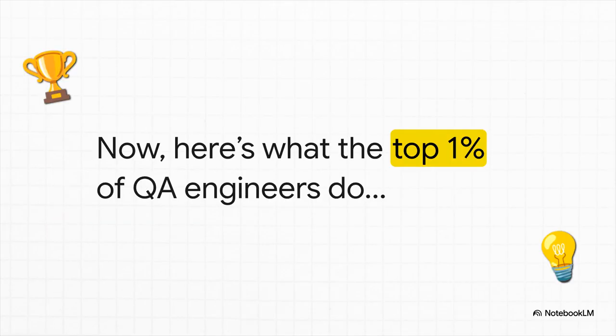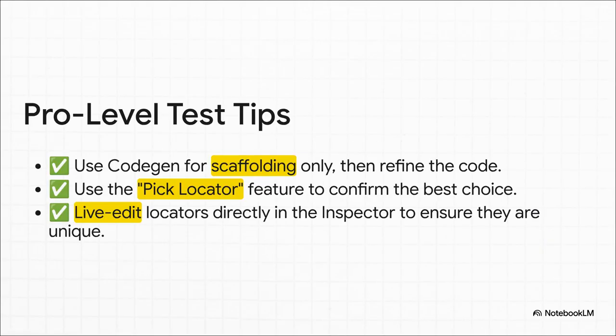All right, but now for the good stuff. Let's talk about what the top 1% of QA engineers do. How do they take this tool from just a time saver to an absolute quality multiplier? These are the tips that separate the good tests from the truly great ones. So here's the secret. The pros, they use Codegen for scaffolding. They let it generate the skeleton of the test, and then they go in and refine it, adding assertions, organizing the code, making it their own.